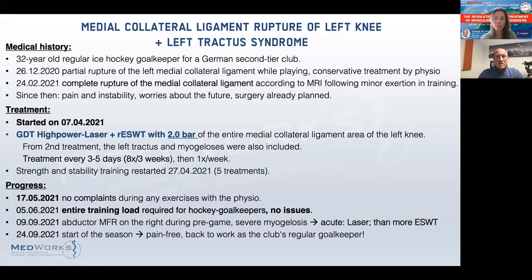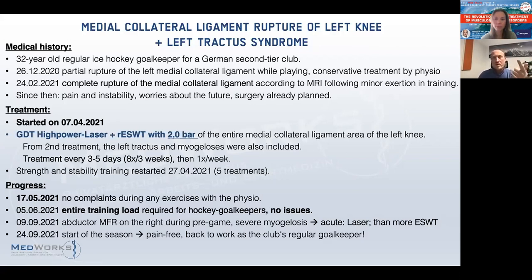5 treatments later. I think this is really impressive, because then he started to do his special ice hockey goalkeeper training, and was without any problem. In June, he reached the entire training load that he normally had with no issues. Then he had a muscle fiber rupture in September, and we did, of course, shockwave again on the muscle fiber rupture, and we could manage that he started the season on the 24th of September, 15 days after the muscle fiber rupture, without any problems with his muscle and without any problems until now with his ligament.